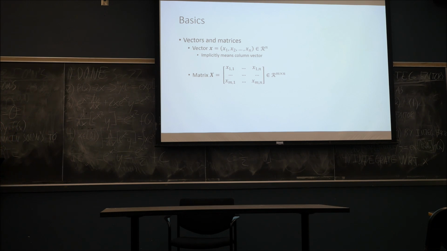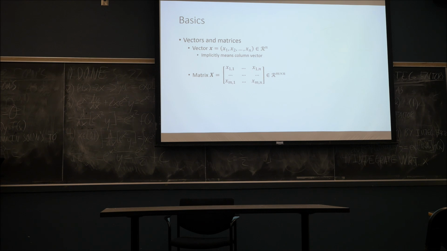For basics, for vectors and matrices, I think probably everybody knows what vectors and matrices are. A vector is a collection of numbers. For example, we have a vector x = (x1, x2, ..., xn), and it belongs to R^n. R means real, so each element in this vector is a real value. The vector is of length n, meaning there are n elements in it. When we write it in this form, it implicitly means it's a column vector. Remember that. If it's a row vector, we will specify that.